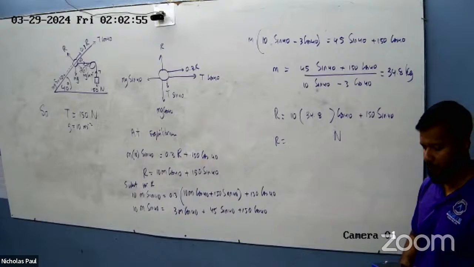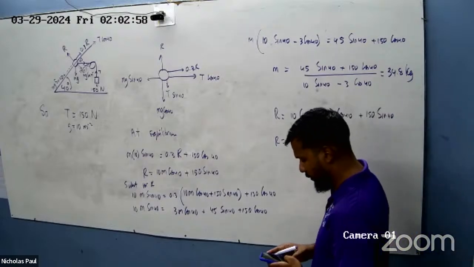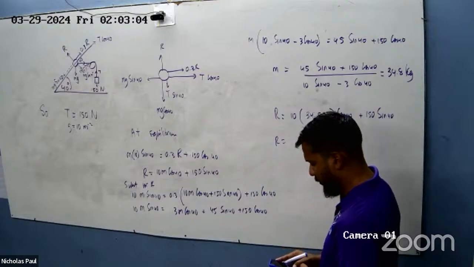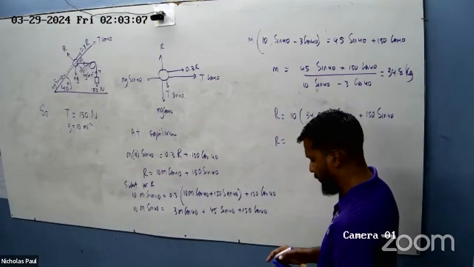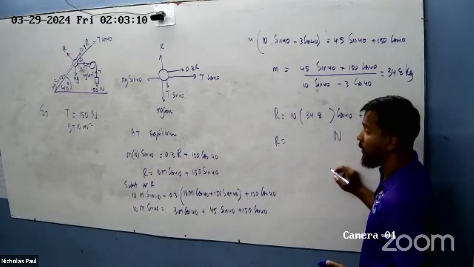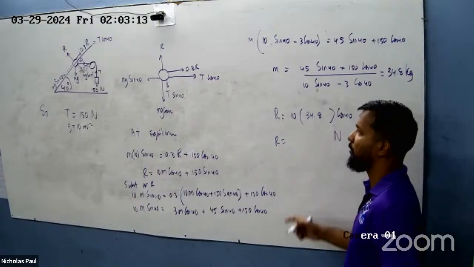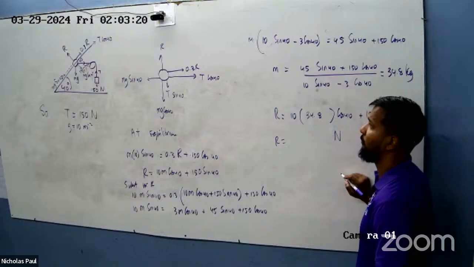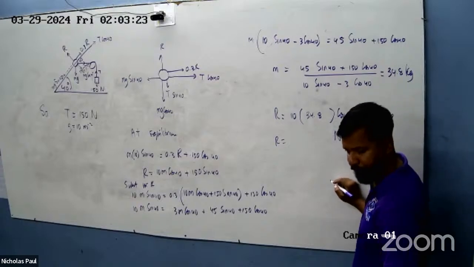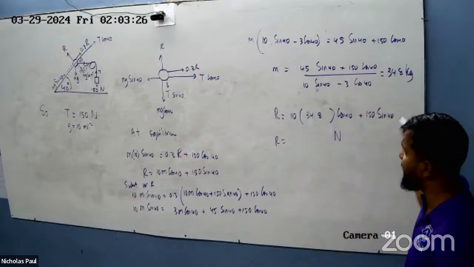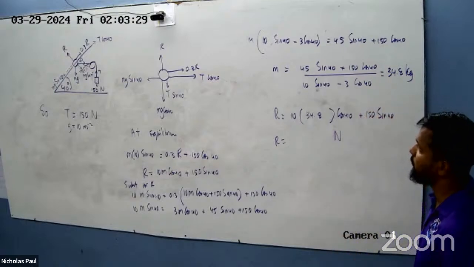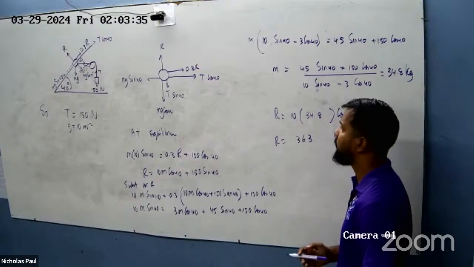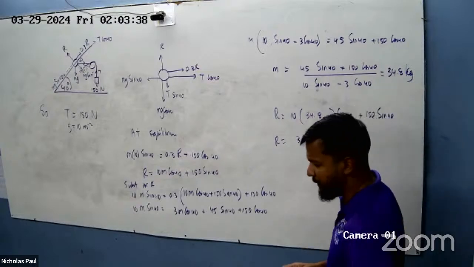What you got here for R? Check it and make sure. 363. Right, just check it and make sure.